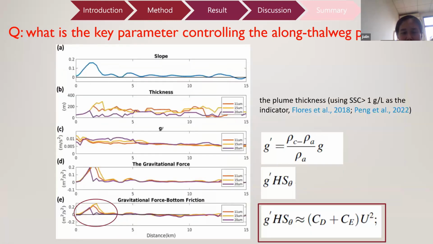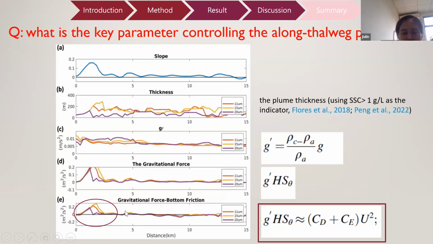Okay, so here I try to draw the along-channel properties like the slope and the thickness of the density current. And here we also use a one-dimensional theory, where the gravitational force is equal to the bottom friction in a 1D equation. We can see that this one-dimensional theory is basically fulfilled in the downstream location of the canyon.